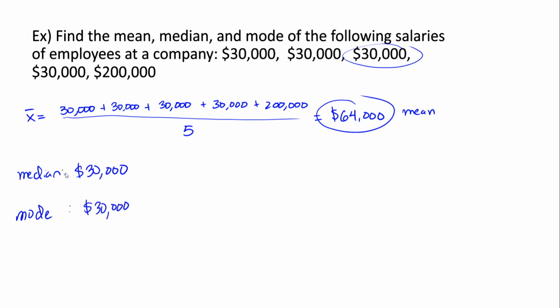Let's say we want to talk about which measure of central tendency is the best representative of this set. It wouldn't really make sense to say the mean is a good representative here because the mean is more than twice the salary that most people in this sample make. So most people here are making $30,000, and then you have one person making $200,000. This $200,000 throws off what the mean is. So in this case, the mean is not really a good representative. Here, the median and the mode are probably better representatives because we have more people here making $30,000. It's a better representative of this particular data sample.